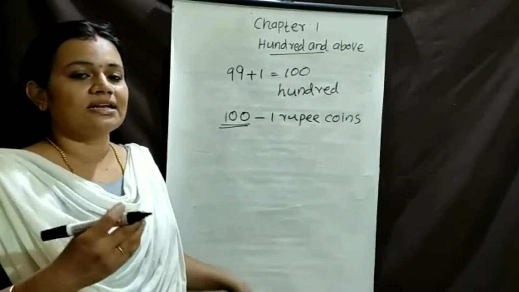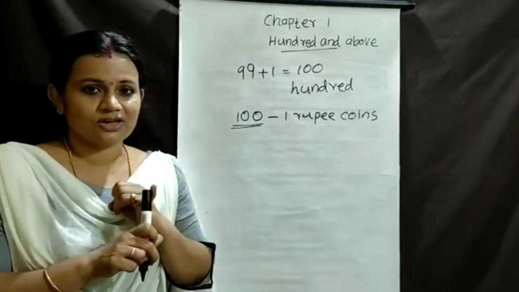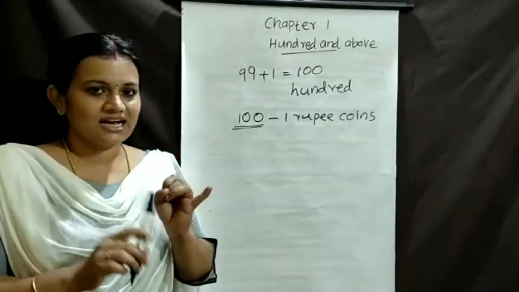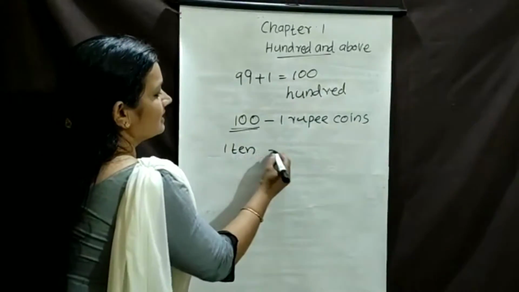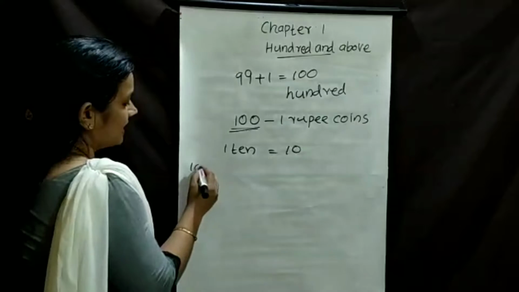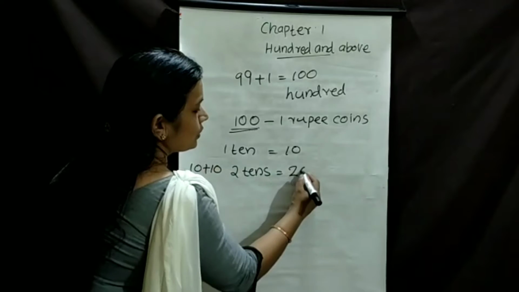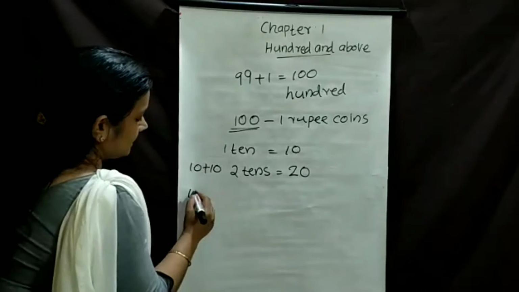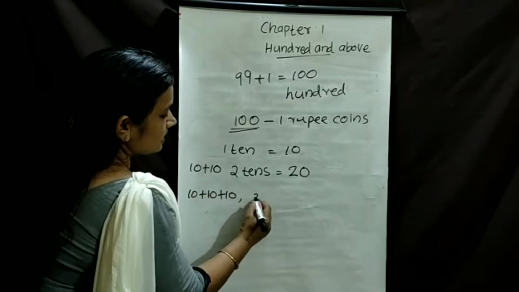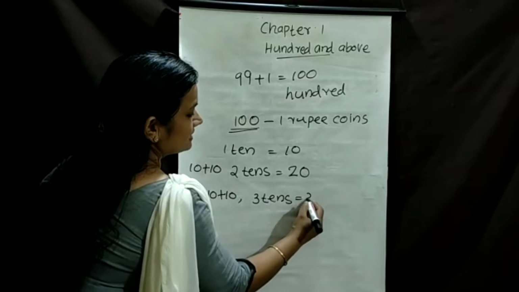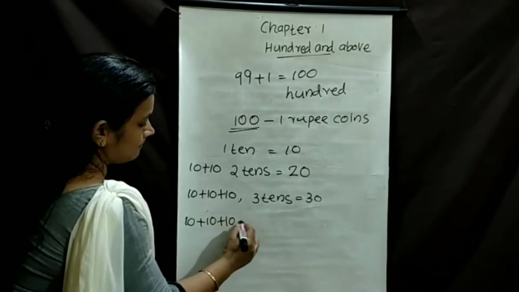We already studied 1 ten, 10. 2 tens: 10 plus 10, this is 2 tens, 20. 3 tens: 10 plus 10 plus 10, 3 tens, 30. Next, 10 plus 10 plus 10 plus 10.